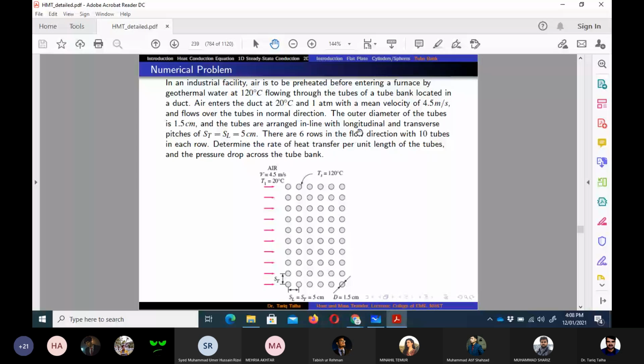With longitudinal and transverse pitches, ST is equal to SL. That is, the distance between two tubes in the flow direction is 5 centimeter, and in the vertical direction it is also 5 centimeter. There are 6 rows in the flow, so 1, 2, 3, 4, 5, 6, and there are 10 tubes in each row. So in the transverse direction we have 10 tubes: 1, 2, 3, 4, 5, 6, 7, 8, 9, 10.